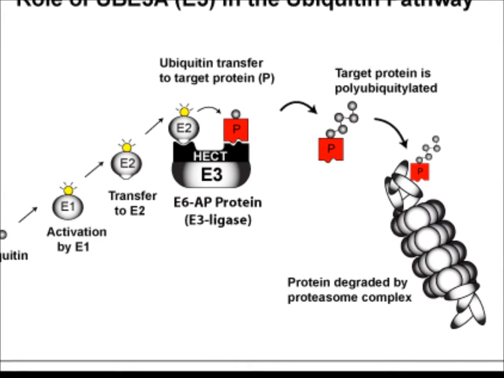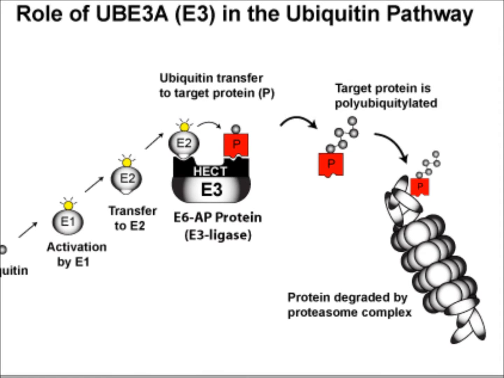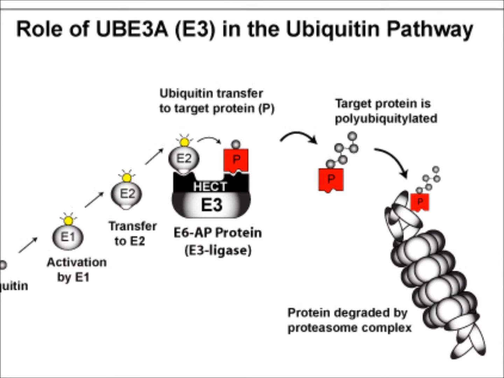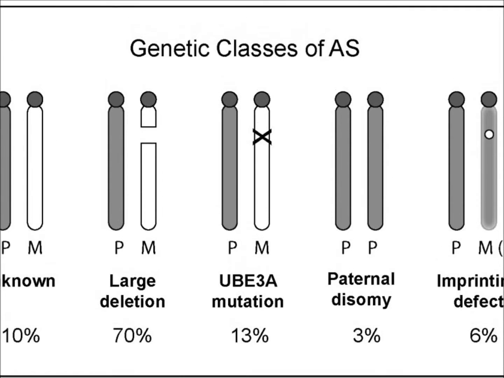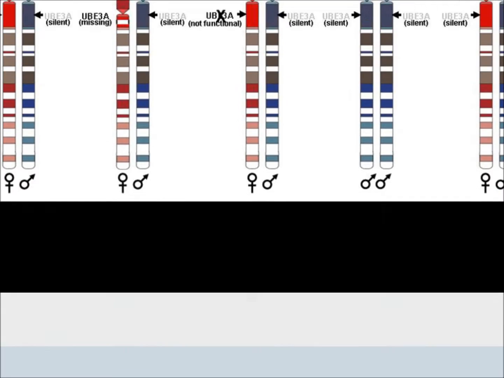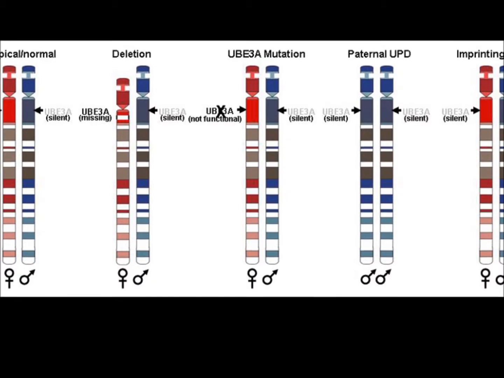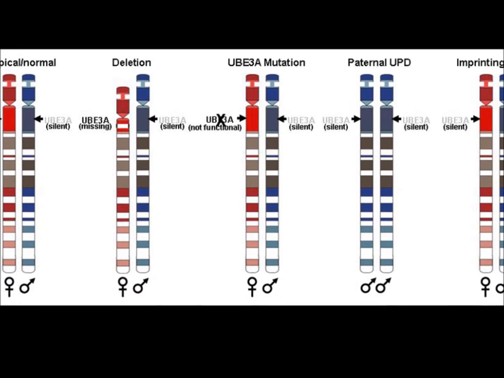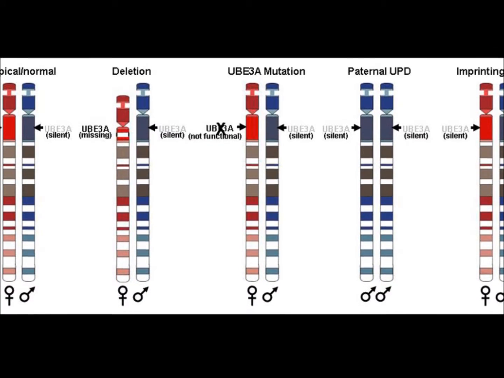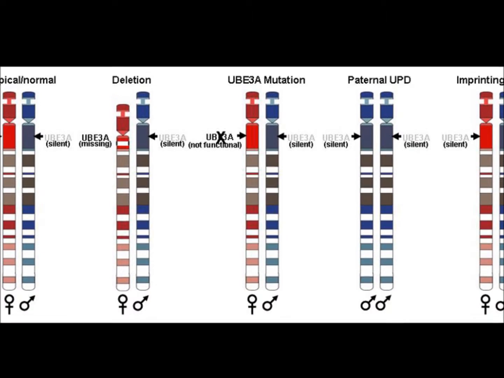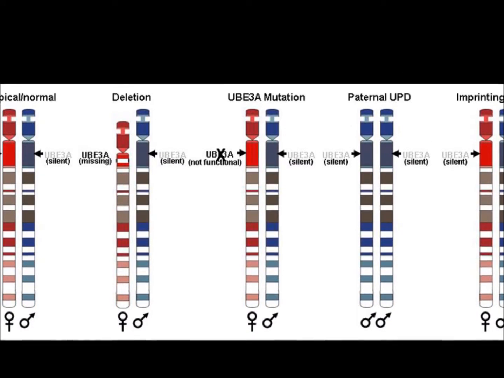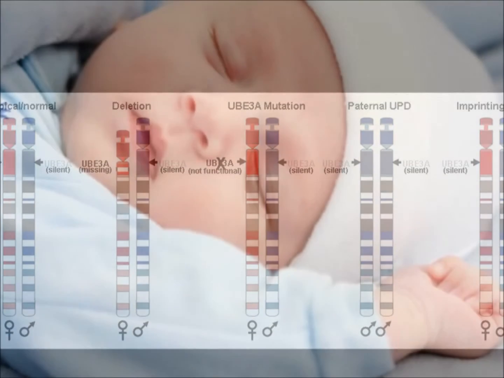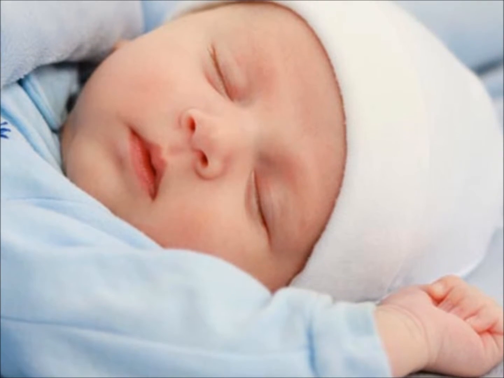Normally, only the maternal copy of the UBE3A gene is active in the brain, caused by what is known as genomic imprinting. Most cases of Angelman syndrome occur when the part of maternal chromosome 15 which contains this gene is missing or damaged. In a small number of cases, Angelman syndrome is caused when two paternal copies of the gene are inherited instead of one paternal and one maternal copy, which is called paternal uniparental disomy.